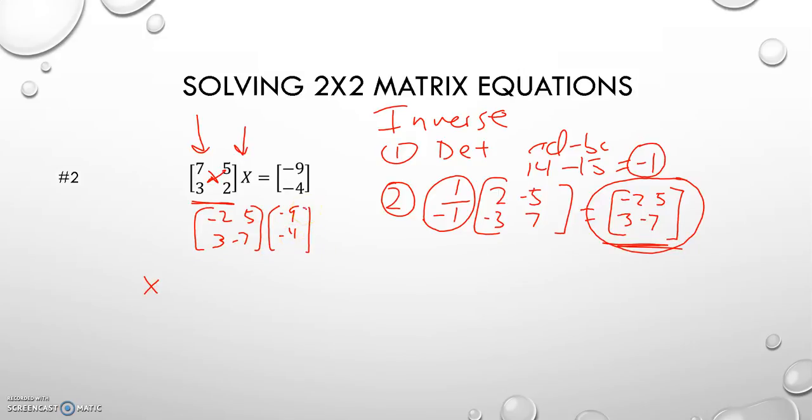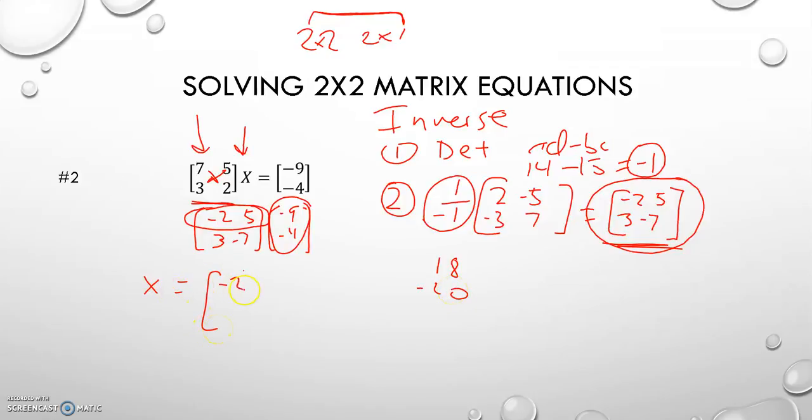I can multiply, that's a 2 by 2 matrix, that I'm going to multiply by a 2 by 1 matrix. I couldn't do it the other way around. I have to put that matrix first, and my resulting matrix is going to be a 2 by 1 matrix. And so I'm going to multiply the first row times the column. -2 times -9 is +18. 5 times -4 is -20. And so that's going to give me, in my first spot, a -2.